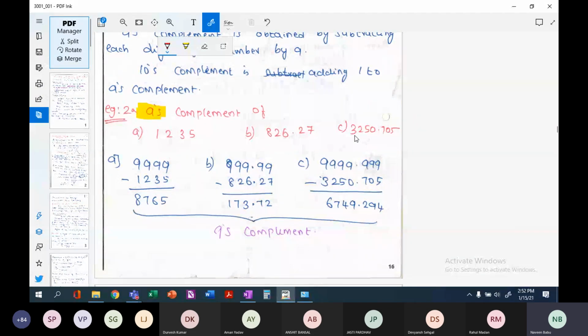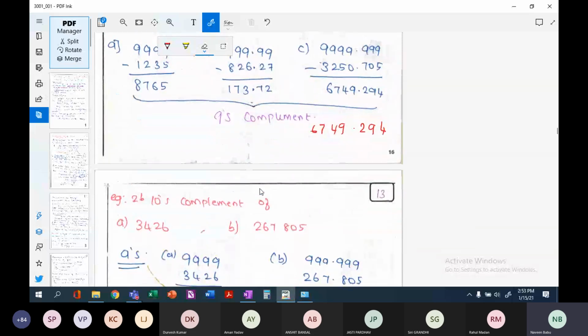Similarly, what is the 9's complement of 3250.705? All you need to do is subtract it from 9999.999, that is, 9999.999 minus 3250.705. Don't look at the answer here, we will do it. It is easy, right? 9 minus 5 is 4, 9 minus 0 is 9, 9 minus 7 is 2, and 9 minus 2 is 7, and 6, right? 6749.294. So this is how you perform the 9's complement.